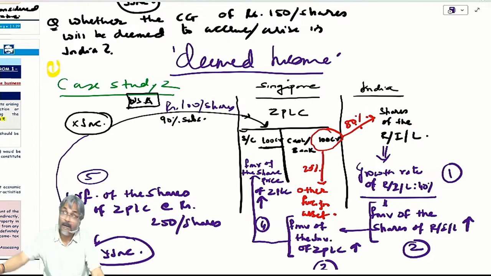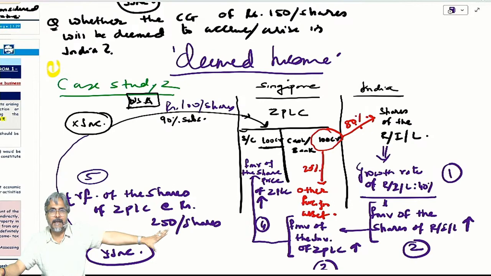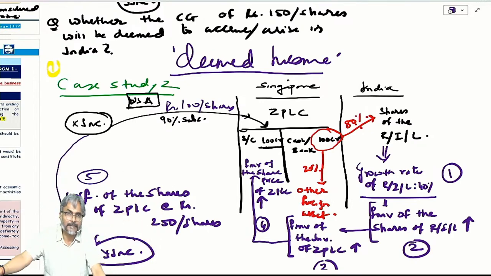And where is the accrual? Accrual is in Singapore. Why? Even if the asset is in India, where the economic advantage is coming from doesn't matter. What is important in this case is where the transaction has taken place. The transaction took place in Singapore, so accrual is in Singapore. Transaction took place in Singapore, accrual is also in Singapore. Therefore, tax also will be in Singapore.